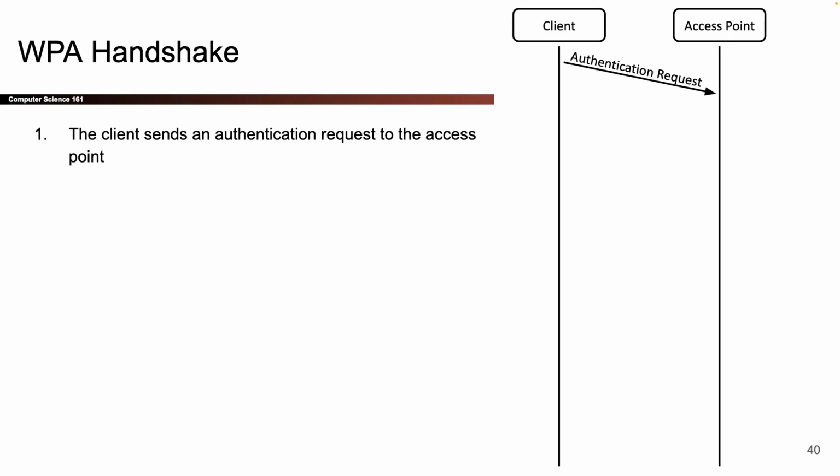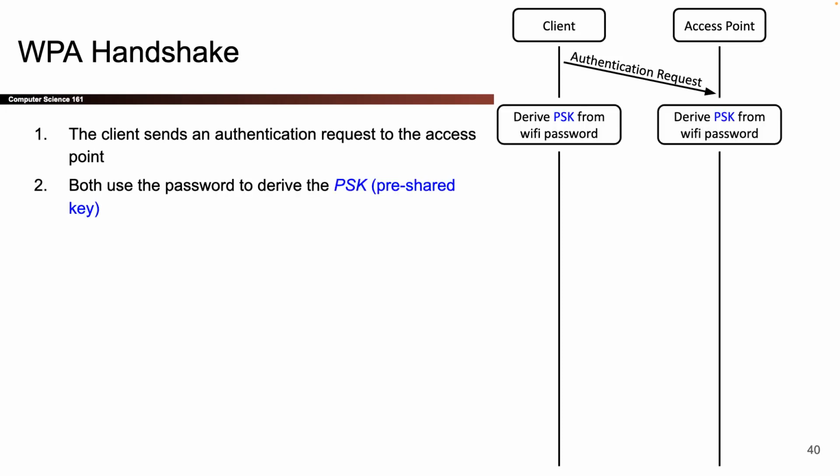So we're going to have to be a little bit more clever. We can't actually send the password, but we still have to somehow allow the client to prove to the access point that the client knows the password. So here's how they're going to do it. It's a little bit more clever and takes a bit more design.